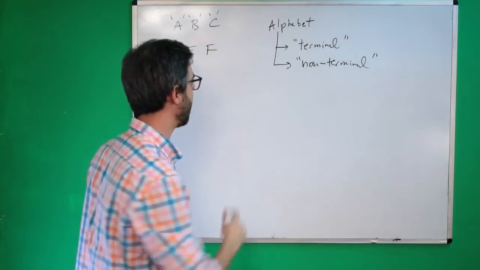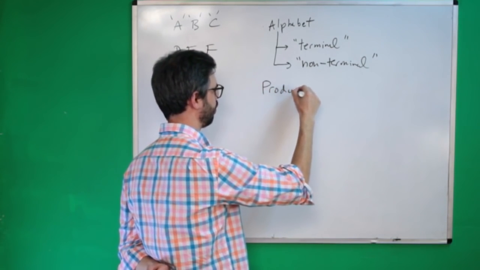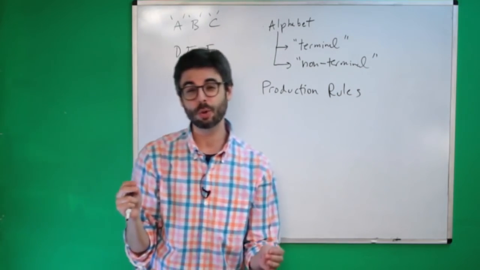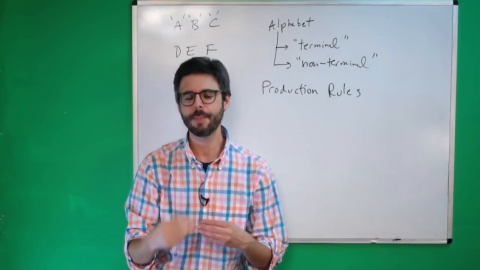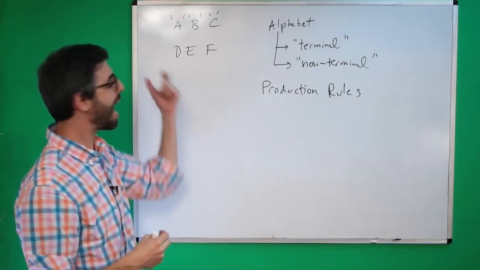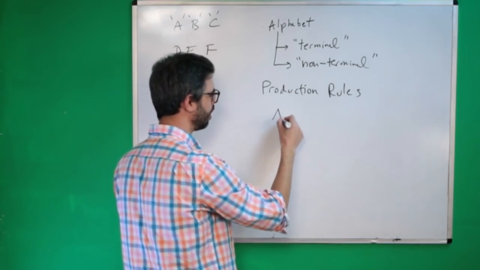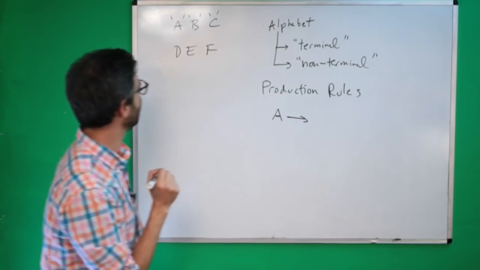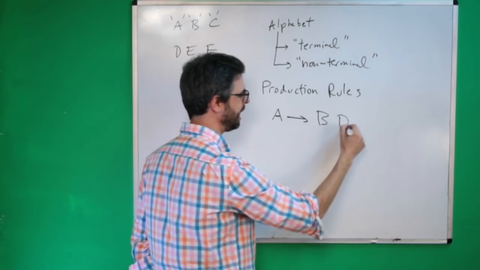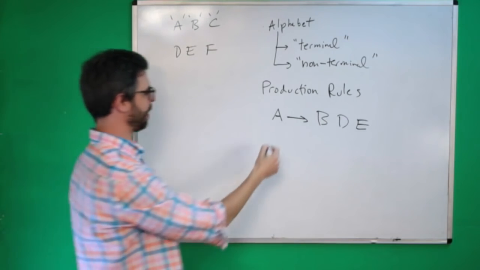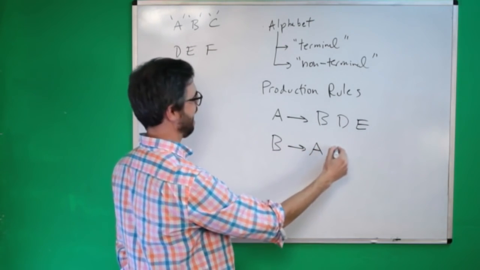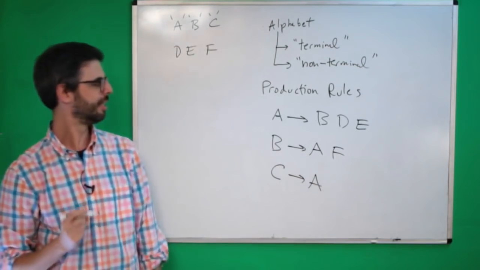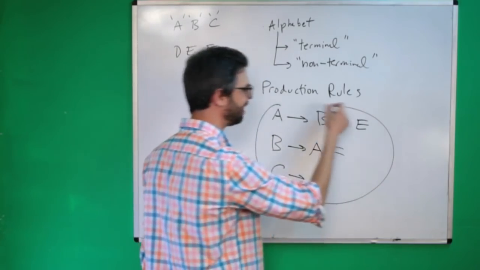Now, the grammar will also have production rules. A production rule is a rule, and you can also refer to these as replacement rules. So a production rule is a rule by which, if you have a certain character, like A, what does that get replaced with? Let's say A gets replaced with B, D, E, and B gets replaced with A, F, and C gets replaced with A. So this now could make up the entire grammar.